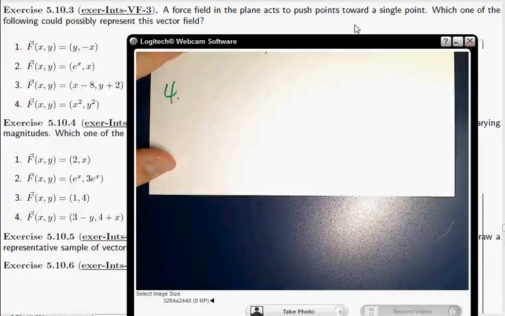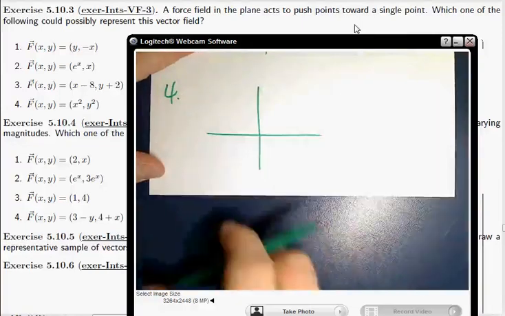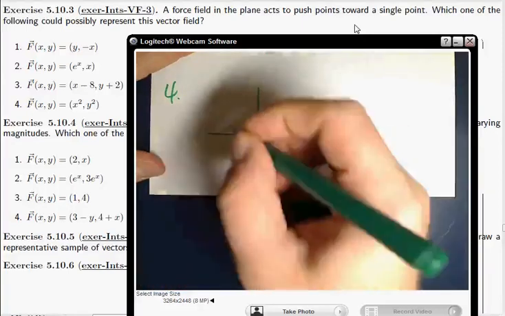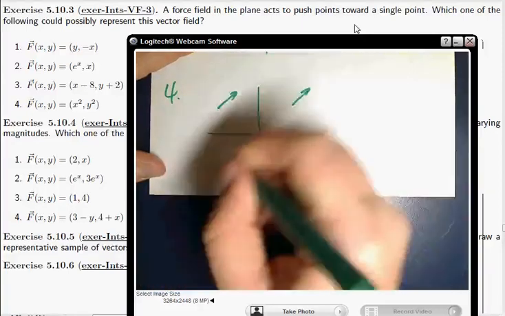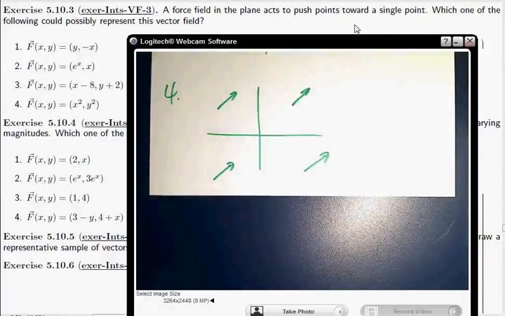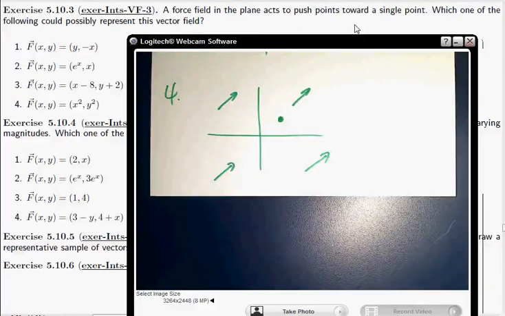What does 4 look like? Well, x squared, y squared. Both the first and second components of this vector field are never negative. They're always positive. So whatever this looks like, it's always kind of pointing up and to the right, to some amount in different directions, but it's always kind of that way. So there is no single point that all these things are pointing toward, because it's going to be pointing away from some of them.